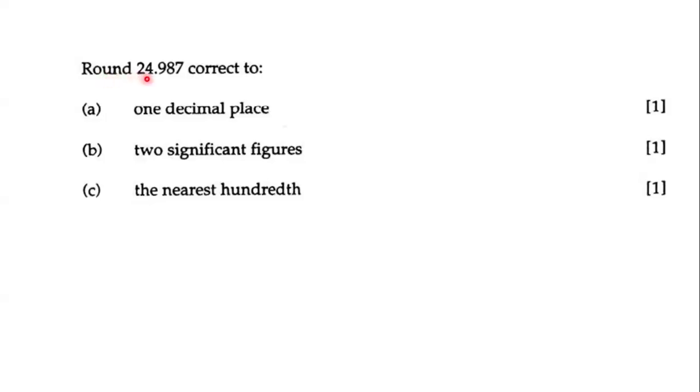Round 24.987 correct to 1 decimal place. So here we have 24.987, and we have to round this correct to 1 decimal place. 9 is the first number behind the decimal point, so we circle 9.